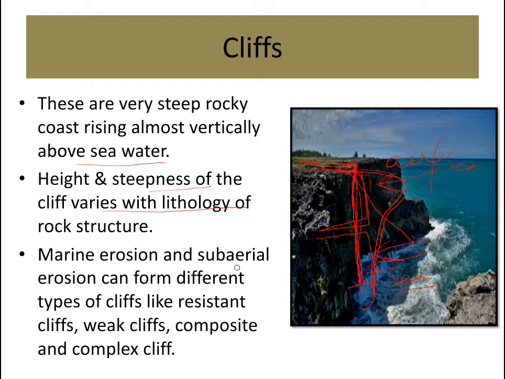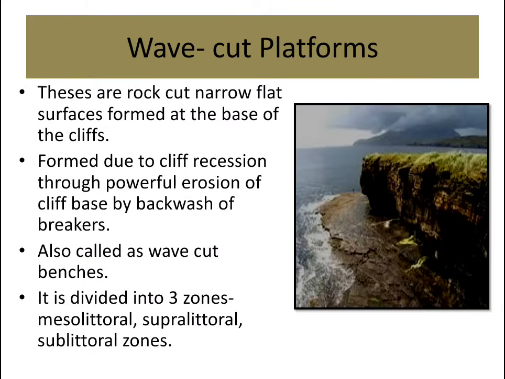Marine erosion and subaerial erosion can form different types of cliffs, like a resistant cliff. A resistant cliff can have hard rocks at the top and soft rocks at the bottom. Then weak cliffs: the entire rock structure is weak, so it causes weak cliffs. And composite cliffs are made up of different zones of hard rock and soft rock. In that case, composite and complex cliffs are formed.